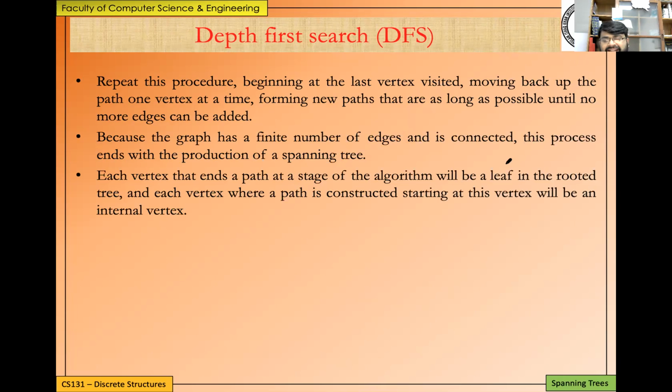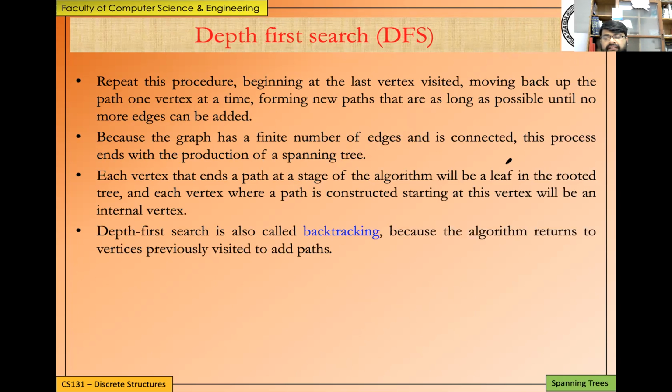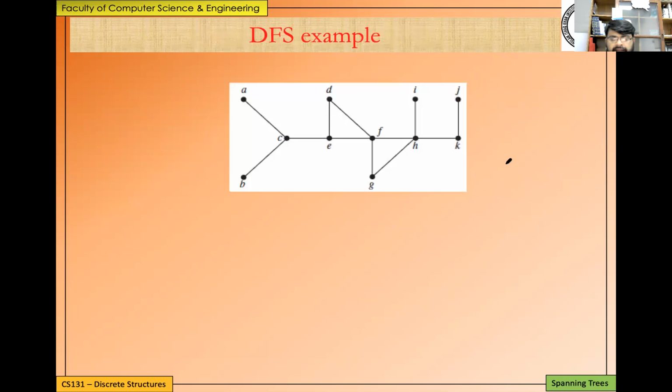Each vertex that ends a path at a stage of the algorithm will be a leaf in the rooted tree, and each vertex where a path is constructed starting at this vertex will be an internal vertex. Depth first search is also called backtracking because the algorithm returns to vertices visited previously to add further paths. And here's an example.